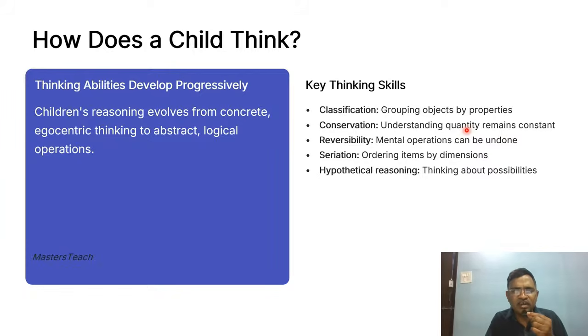conservation, means understanding quantity remains constant. Reversibility, mental operation can be undone. Then seriation, so ordering objects by dimension. Hypothetical reasoning, thinking about the possibilities. These are the thinking skills: classification, conservation, reversibility, seriation, then hypothetical reasoning.